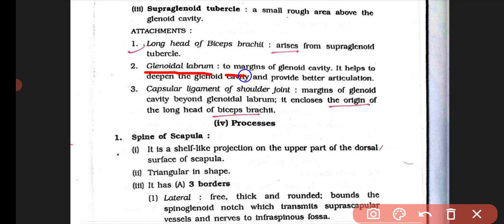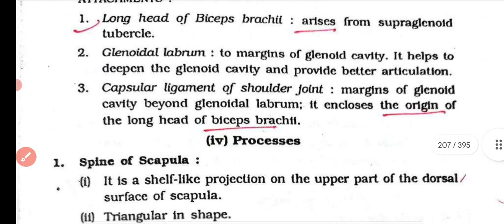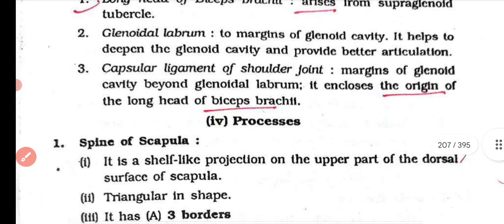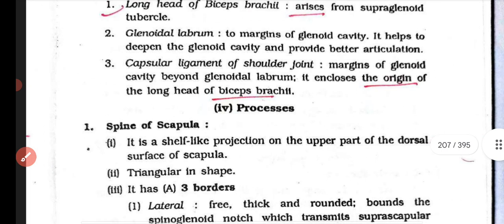It is the margin of the glenoid cavity. It helps to deepen the glenoid cavity and provide better articulation. And number 3 is the capsular ligament of the shoulder joint. Okay. Number 4 is the processes.